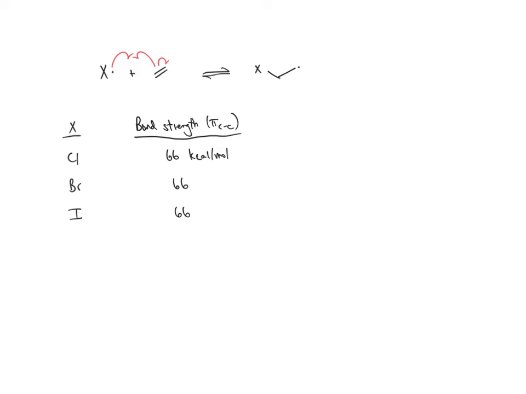What about the bond strength in the products? In this case, the only difference is we now have a sigma C-X bond. So in the case of a carbon-chlorine bond, that's 85 kcal per mole. Carbon-bromine is 72, and carbon-iodine is 57. So what's the delta H for each of these reactions? We're looking at the bonds broken minus the bonds formed. This delta H is minus 19. This delta H is minus 6. And this delta H is plus 9.